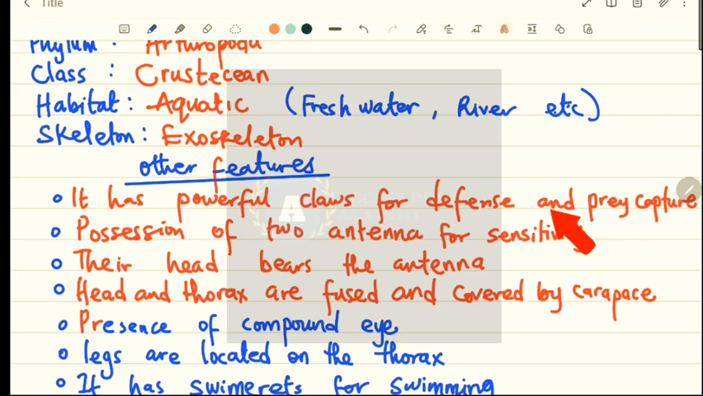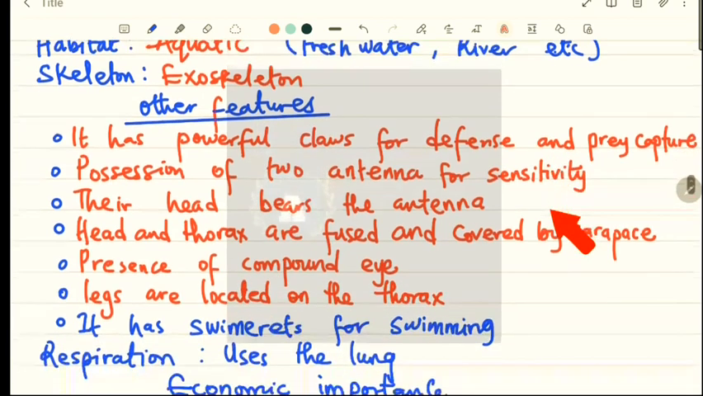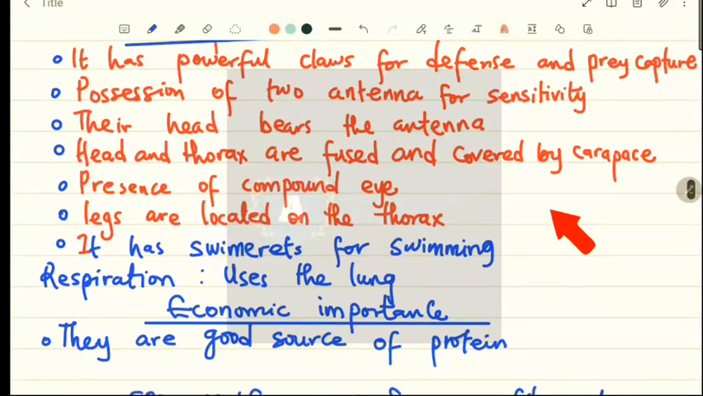There are compound eyes in them. Legs are located in the thorax region. Know where the location of the legs is in the other species. It also has swimmerets for swimming, and for respiration it uses gills. What is the economic importance of specimen D, the crayfish? It is edible and a good source of protein.